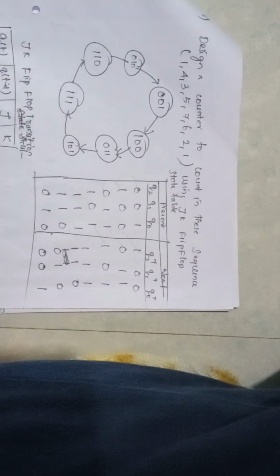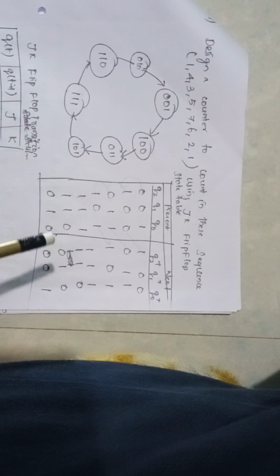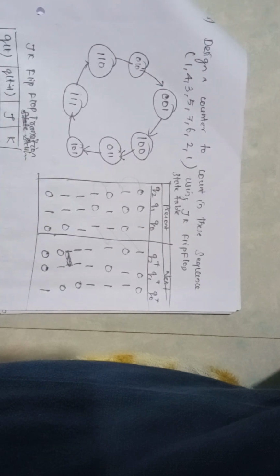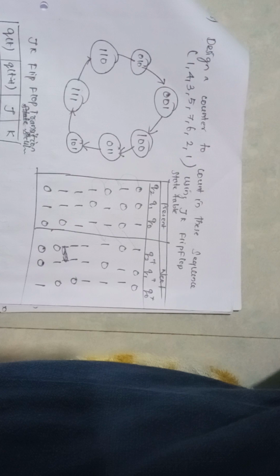Now we are going to fill up using flip-flop transitions. This is the JK flip-flop. If the same state is maintained, J is 0, K can be any value, either 0 or 1. If present state is 0 and next state is 1, it is set, so J is 1 and K can be any value. Similarly, if present state is 1 and next state is 0, K is 1 and J can be any value. If both are 1, don't care conditions, that's it.